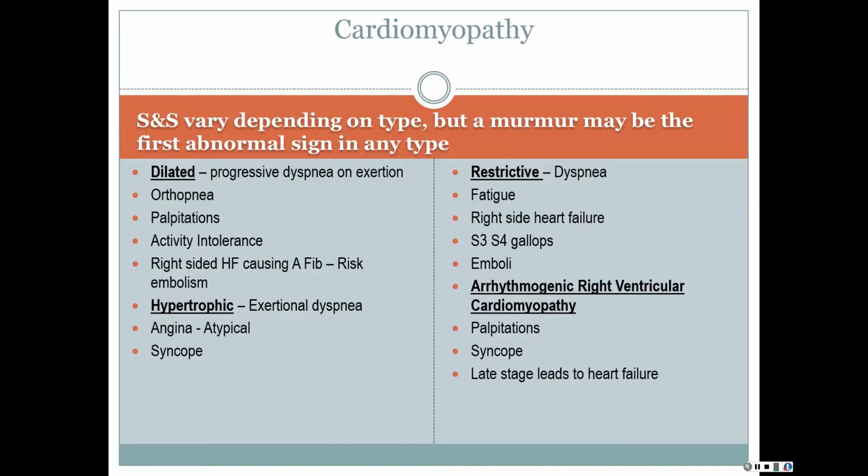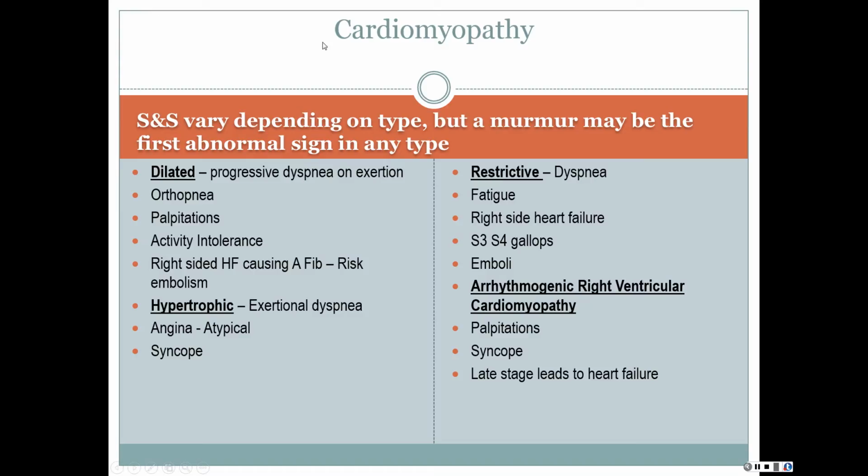And if they have right-sided heart failure, they're certainly at risk for AFib and embolisms. We know all those signs and symptoms. The hypertrophic, they also get short of breath, and angina may be atypical, so they may not be as easily taken care of and get their angina to resolve because it is atypical. Syncope, and any time a patient has syncope, be they a cardiac patient or just any patient, syncope needs to be investigated. Syncope is not normal. Okay.